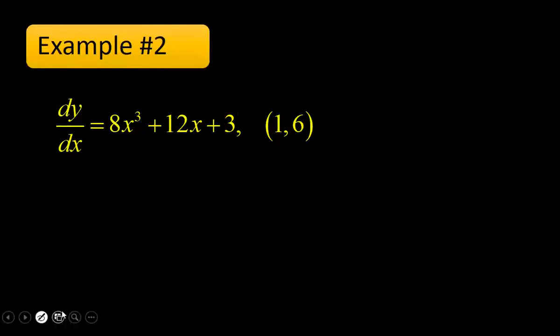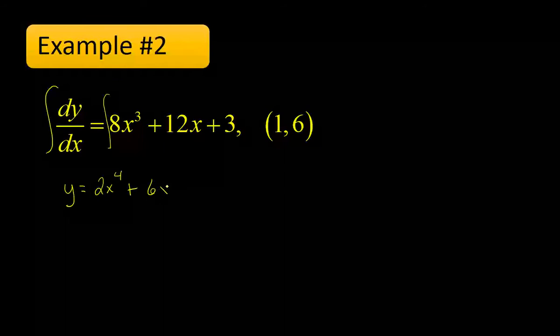We've got dy dx equals 8x cubed plus 12x plus 3. Our initial condition, our initial point here is 1, 6. We're going to integrate again. So we'll get y equals, raise the power by 1, divide by new power. We'll get 2x to the 4th. Raise power by 1 here. That'll be squared, and divide by 2. So we'll get 6x squared plus 3x, and then plus c.